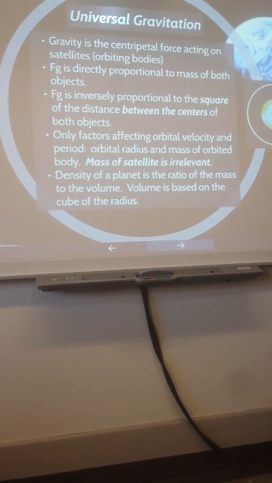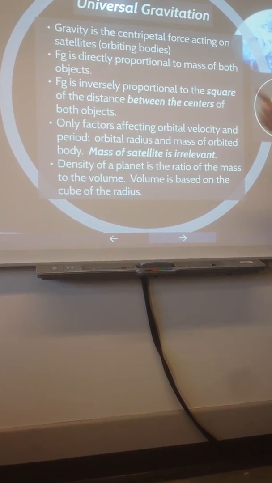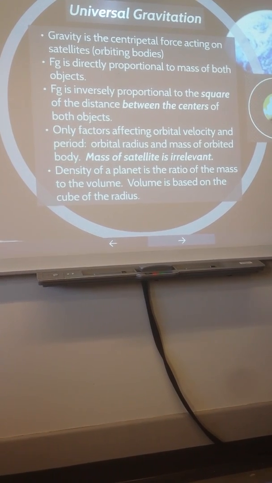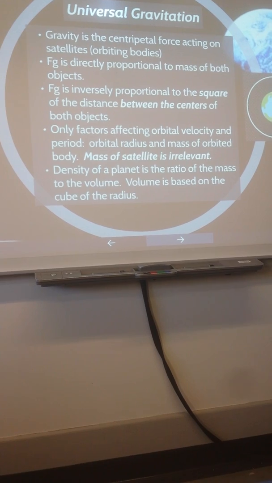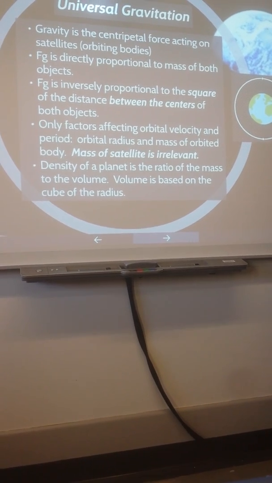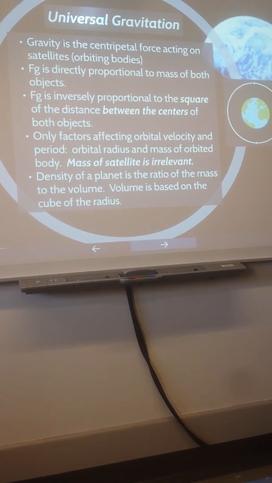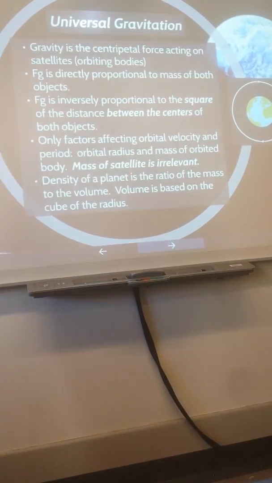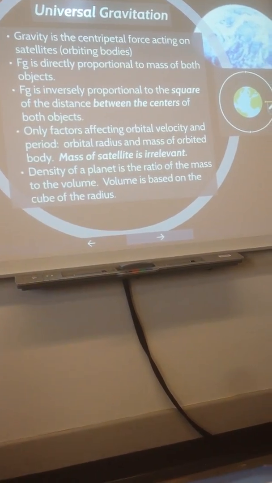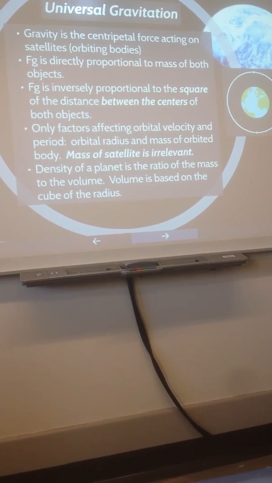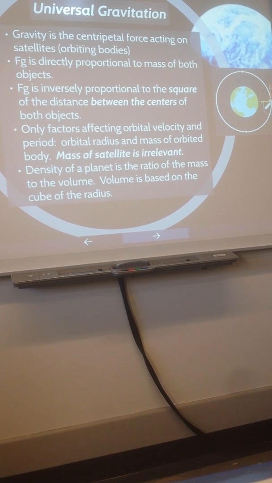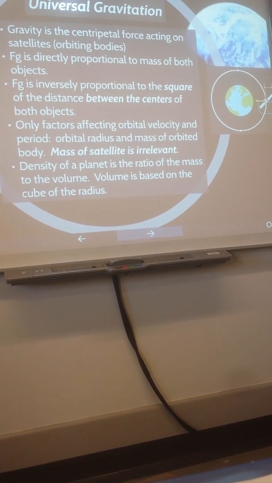For gravitation, these are your general principles. Gravity is the centripetal force. We do all that other stuff that we talked about, and we'll find that gravity is directly proportional to both of the masses. So if a mass goes up, more gravity. If it doubles, you've got double the gravity. But it's inversely proportional to the square of the distance between the centers of the objects.